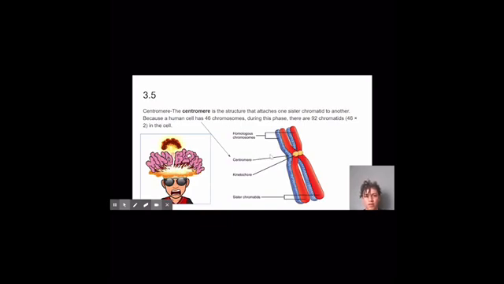Centromere. The centromere is a structure that attaches one sister chromatid to another. This is because a human has 46 chromosomes, and during this phase there are 92 chromatids, 46 times 2, in a cell. As you can see, it's right here, the centromere.